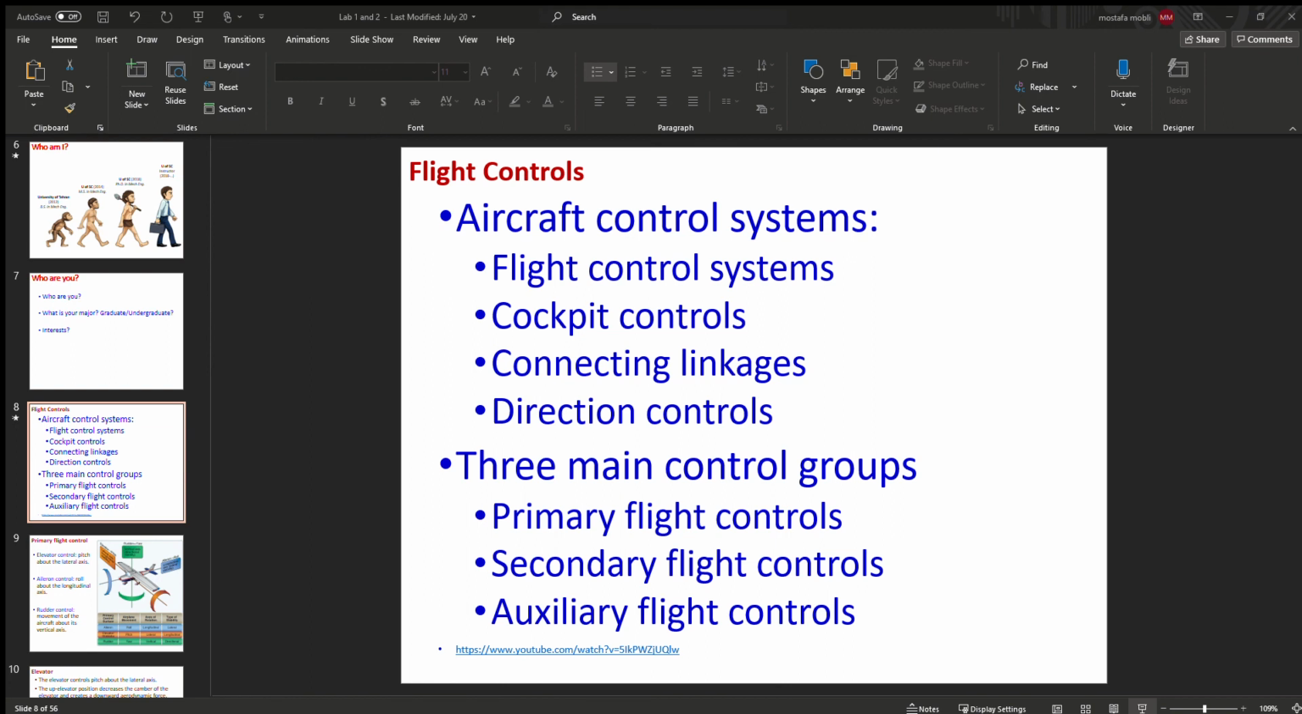essentially, when you increase the camber or you play with the camber, you are increasing or decreasing the lift and drag together, all of the aerodynamic forces. If you increase the camber, you're going to have higher drag and higher lift. And if you decrease the camber, you're going to have lower drag and lower lift.